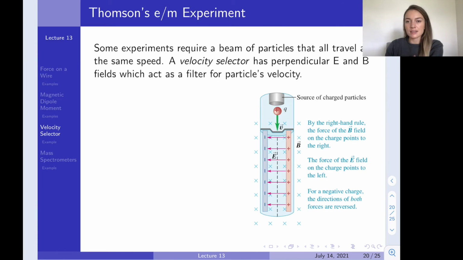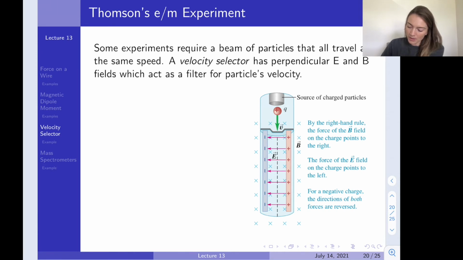Okay, so now let's look at some applications of some of the stuff we've done already. For some experiments, particularly if you want to find the mass of an ion, or as we'll see, the charge to mass ratio of an electron, you need to know what velocity your particles are traveling at. So this setup is called a velocity selector. You have a charged particle that exits here, and the particles might have different velocities, so they don't all necessarily have the same velocity.